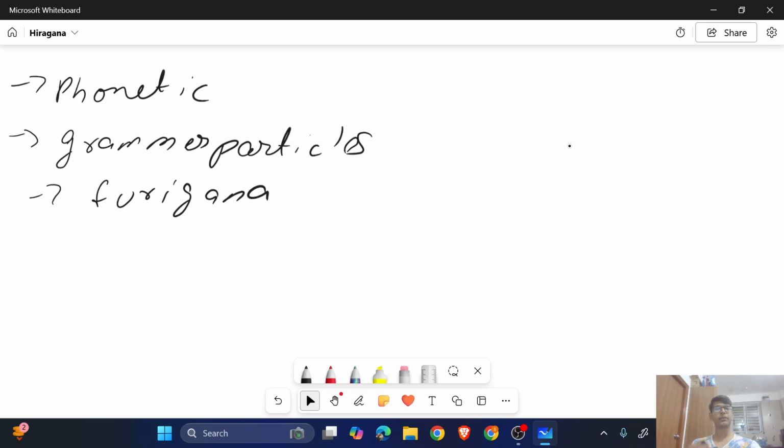Today, its main purpose is to write native Japanese words, grammatical elements like particles and verb endings, and also to make reading easier for children and learners.